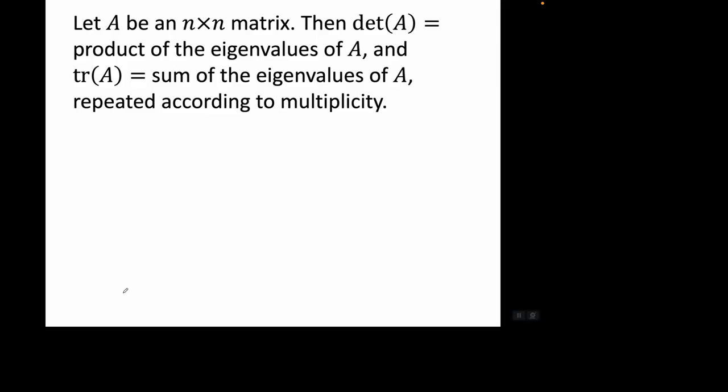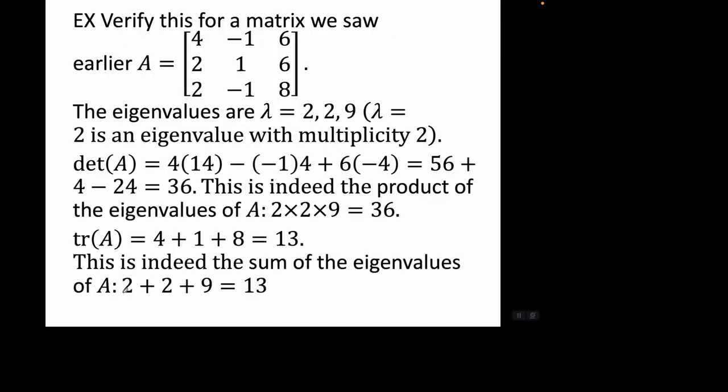Let A be an n by n matrix. Then the determinant of A is the product of the eigenvalues of A, and the trace of A is the sum of the eigenvalues of A, repeated according to multiplicity. Verify this for a matrix we saw earlier, that matrix A. The eigenvalues were lambda equals 2, 2, 9. Remember that lambda equals 2 is an eigenvalue with multiplicity 2. We saw that a moment ago. The determinant of A, you'd multiply that out and end up with 36. So this is indeed the product of the eigenvalues of A. 2 times 2 times 9 is indeed 36. And the trace of A, 4 plus 1 plus 8, is 13. This is indeed the sum of the eigenvalues of A. 2 plus 2 plus 9 equals 13.